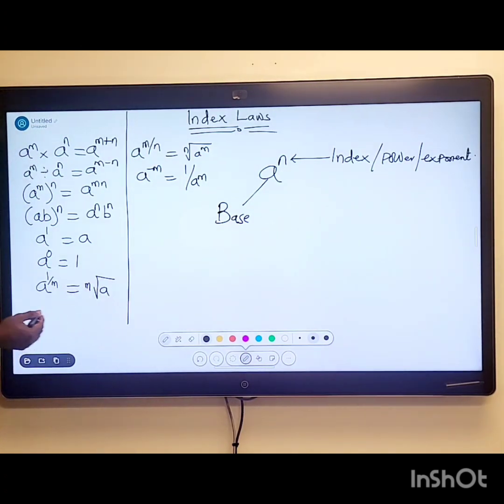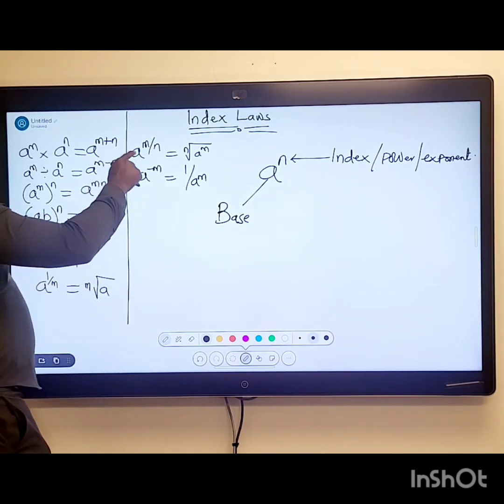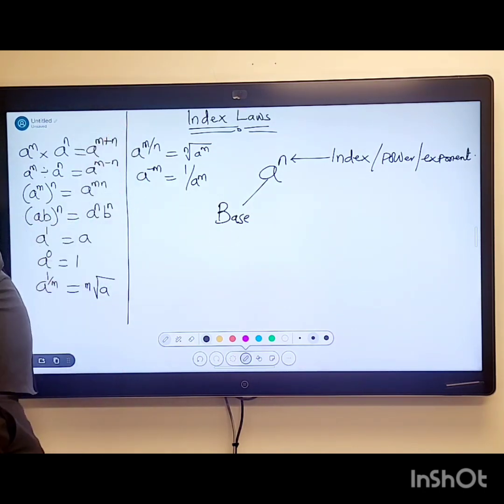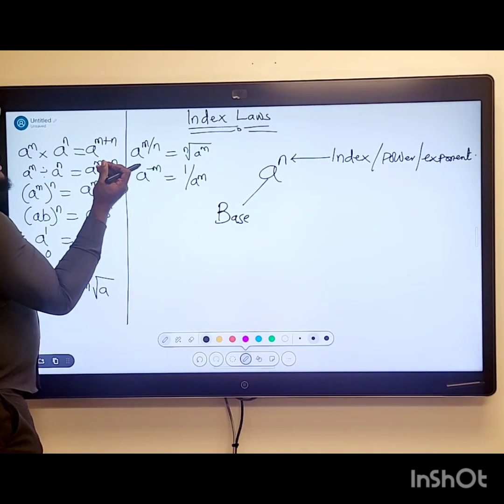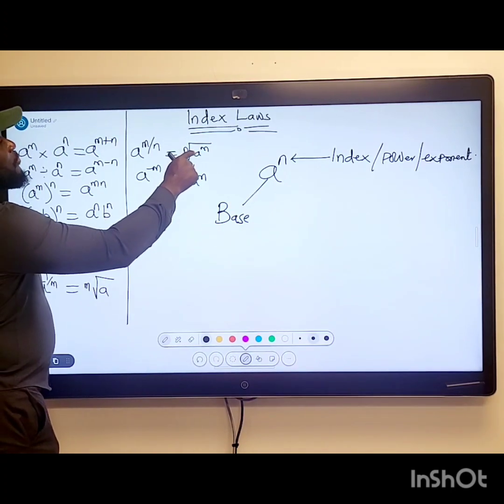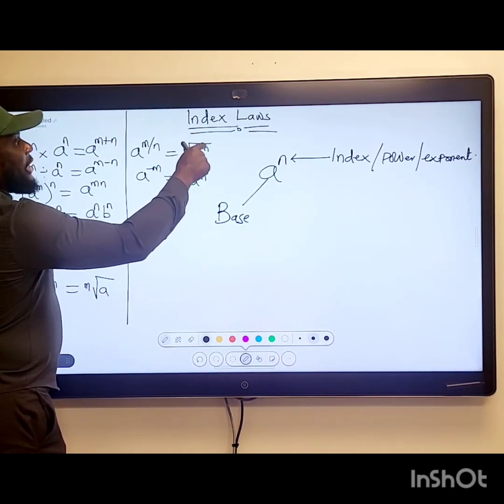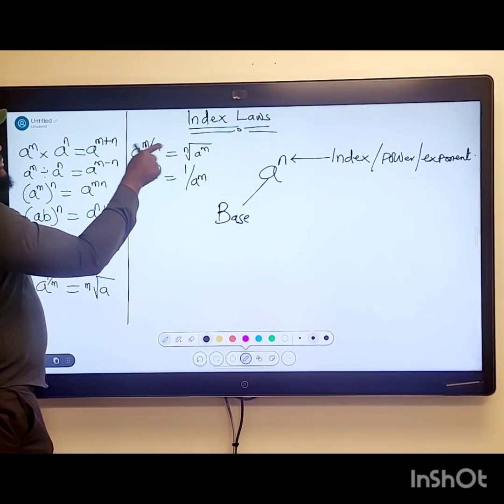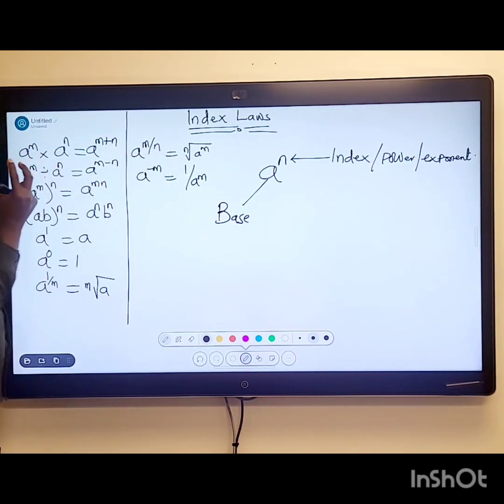You may not put it because it's still going to give you back that base. Now for this, A raised to power N divided by N, what does that mean? Now this is a physical word. That means it's not as what we have here. So that means this one is the root, A raised to power M. Remember, your denominator is always the root.